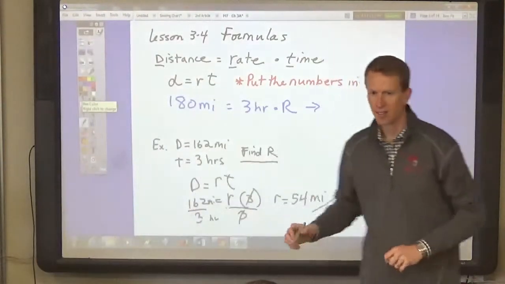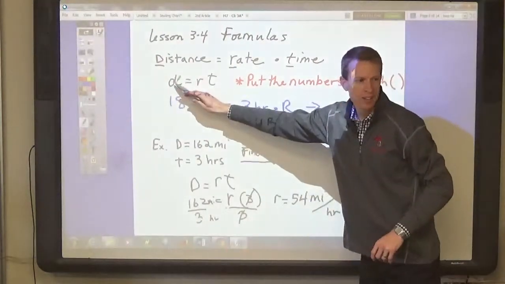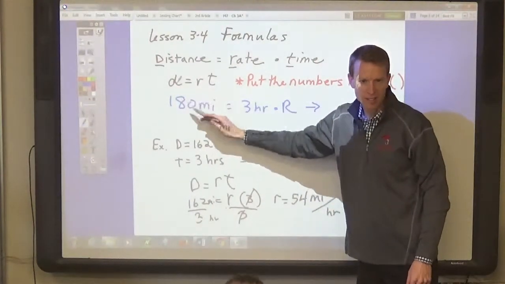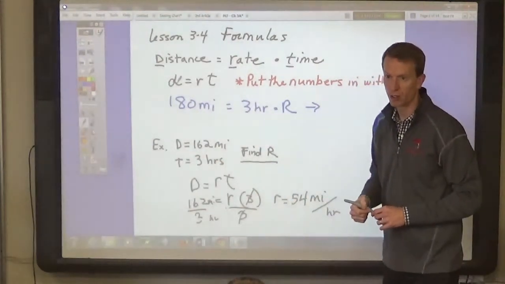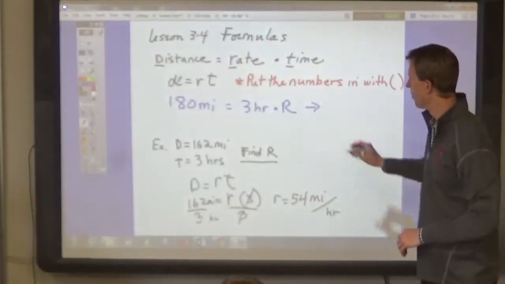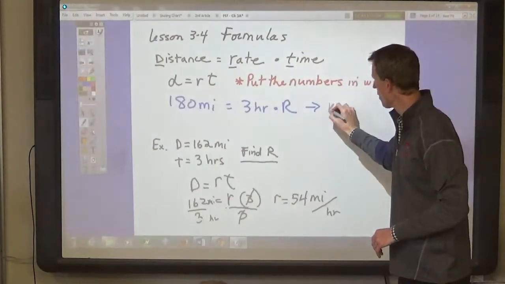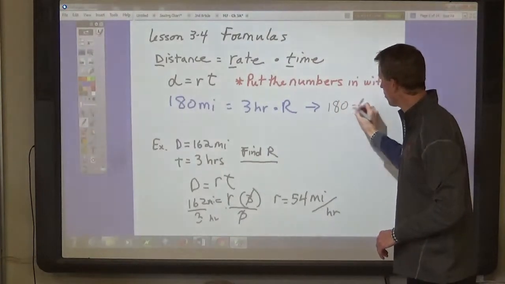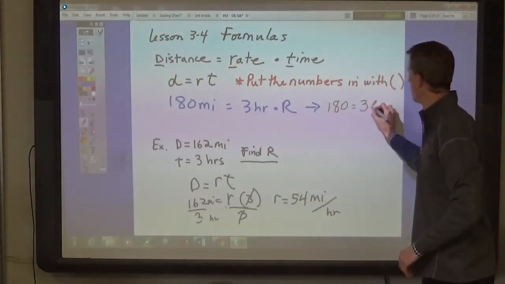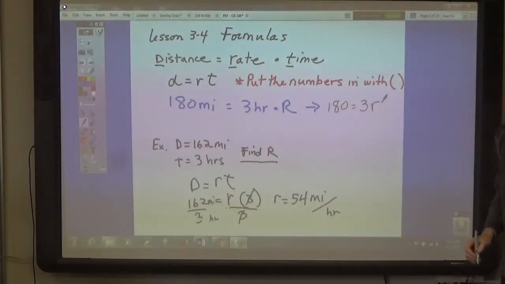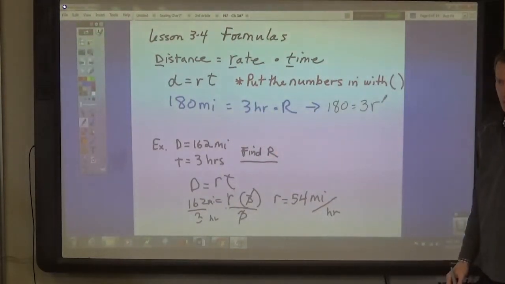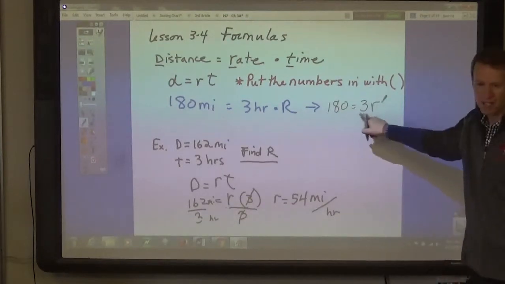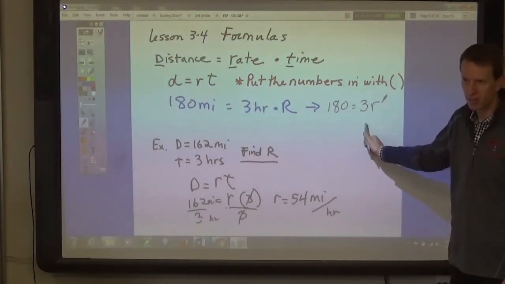In that case, you put the numbers in to the formula and find the missing amount, find the missing variable, or you solve the equation for that variable. So, 180 is equal to 3R. 180 is equal to 3 times the rate. Okay? Then, how do you prove your answer? How do you solve this equation?